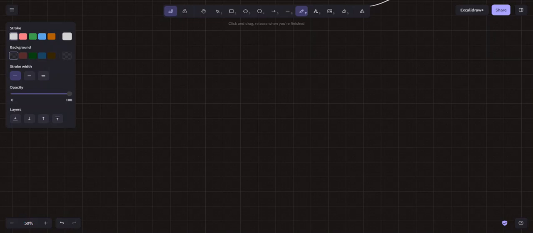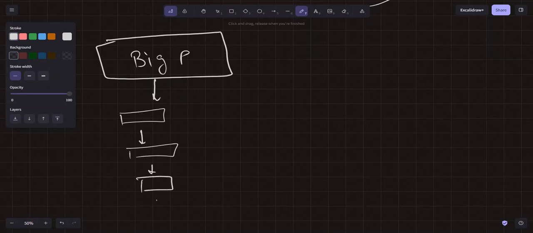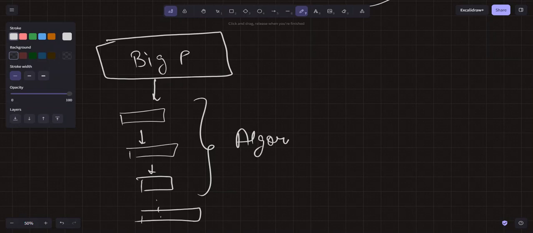So what are the steps we have talked about for breaking down a big problem? This is a big problem here. What did we do? We broke it down into smaller steps. This is one step, this is the second step, this is the third step, and likewise, this is the final step. So what is this called? This is called an algorithm, right? What does algorithm mean? A step by step solution to solve a problem.